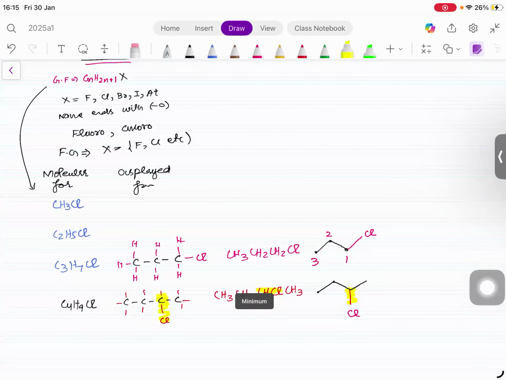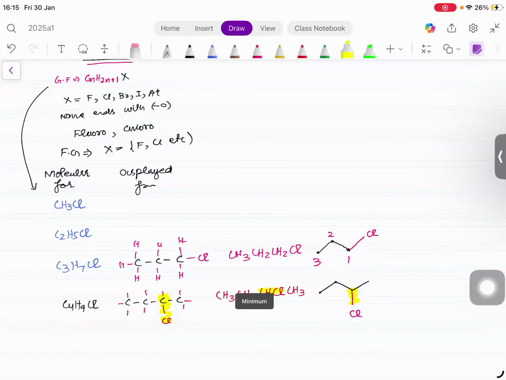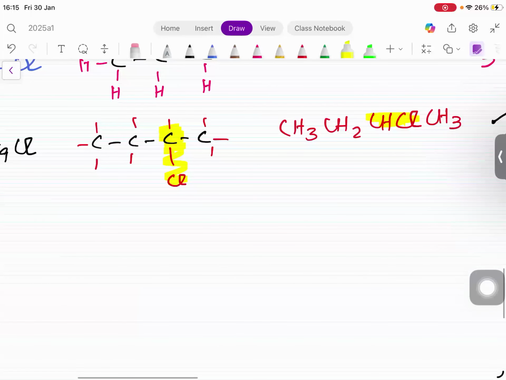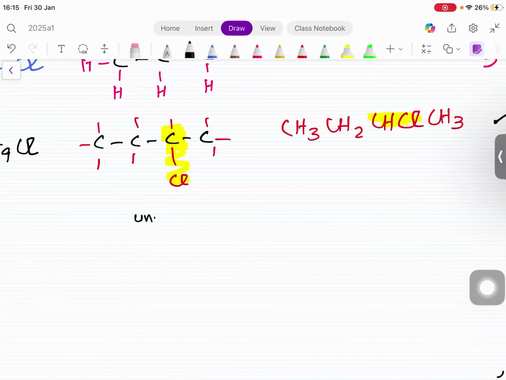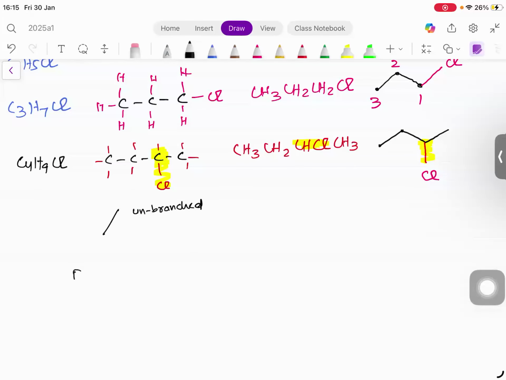Are you done? Now what I would like you to do is kindly make this C4H9Cl. This one is unbranched, so you have to make a branched one. Kindly draw the branched structure, in all three forms, displayed, structural, and skeletal, for the branched C4H9Cl.